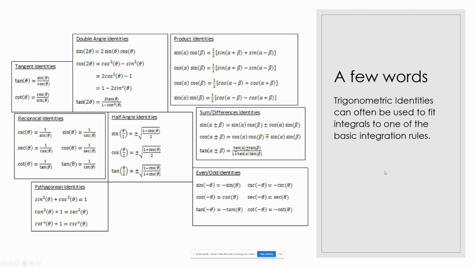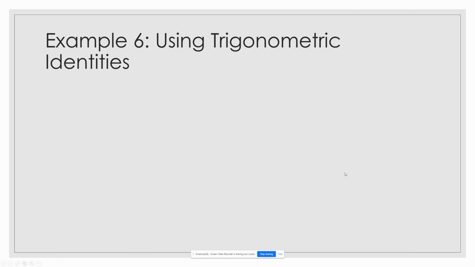So trig identities can often be used to fit integrals to one of the basic integration rules. Sometimes you're going to be given something and you're like, well, this isn't on my list of rules, but you can manipulate it using a trig identity so that it does fit those rules. So let's do a practice with that now. This is going to be example 6, use trigonometric identities. We are going to find the integral of tangent squared of 2x dx.